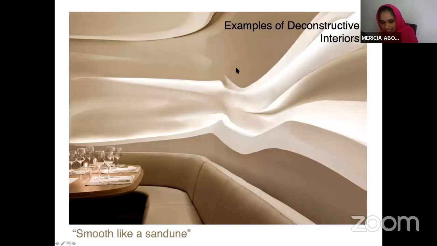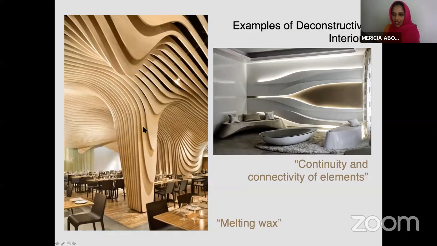Okay, now some other examples of deconstructivist interiors. Smooth like sand dune, right? Like a sand dune. Very smooth, running from one end to another. Nice? Yeah, thumbs up, please. Ladies? Gents? Yeah? Look at this column. Column is going to the ceiling.